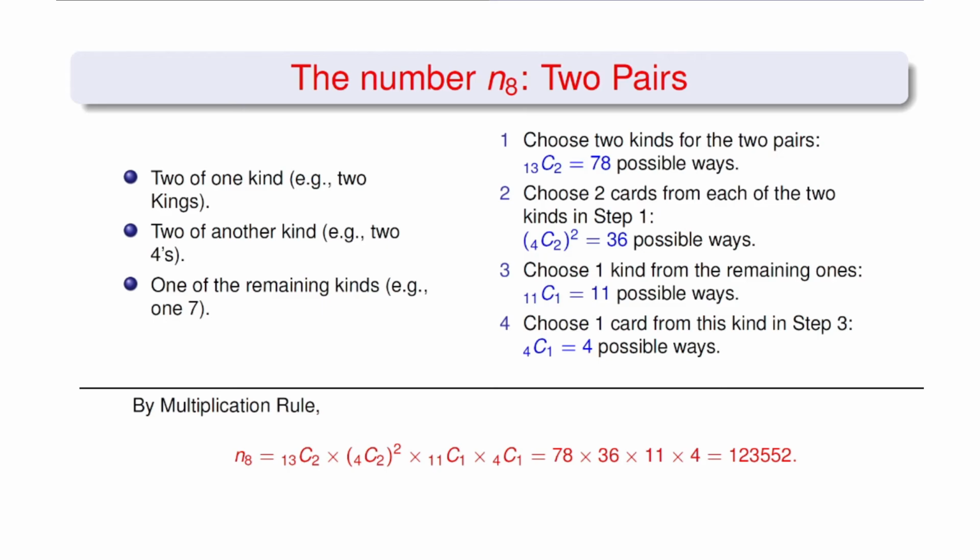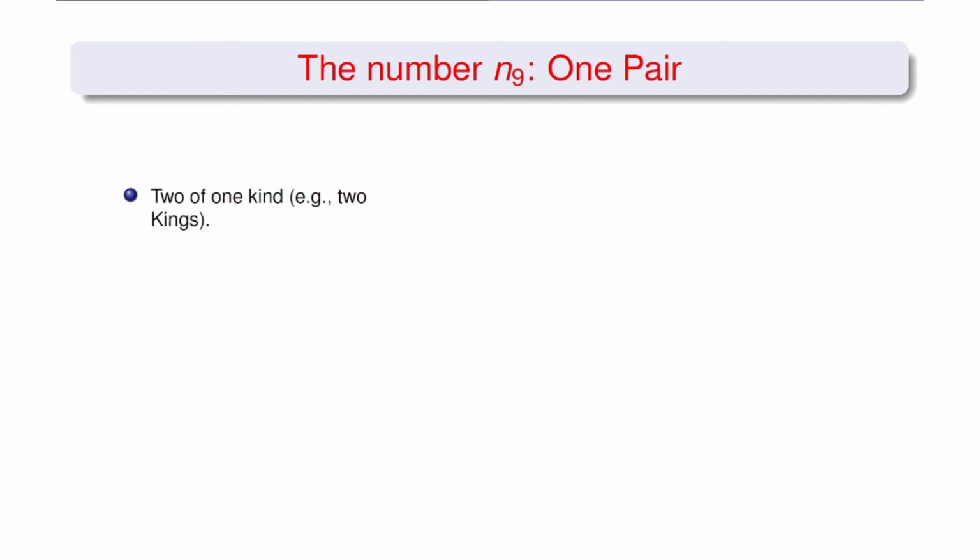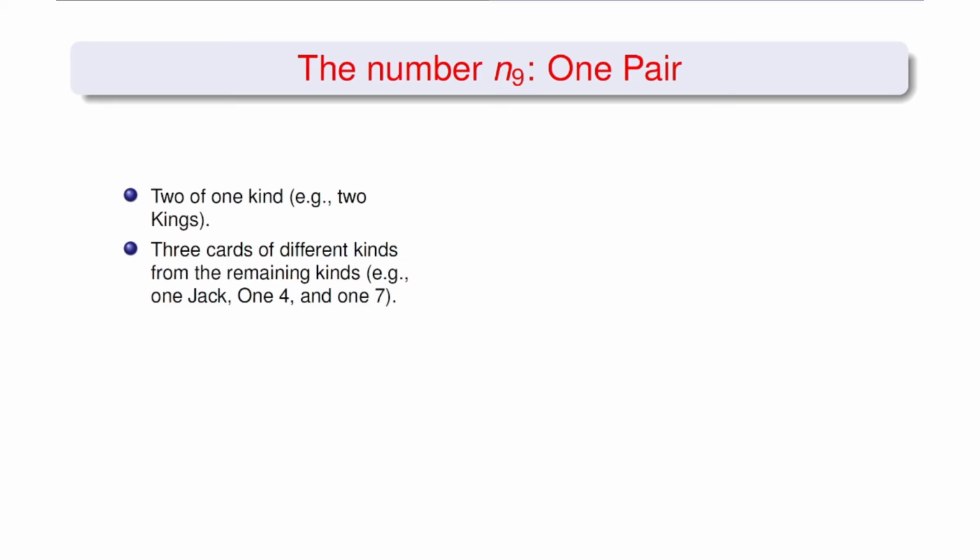Next, the number N9, just 1 pair. For a poker hand to be 1 pair, we firstly have 2 of 1 kind, and then 3 cards of different kinds from the remaining kinds. Say 1 jack, 1 4, and 1 7. So 2 kings plus 1 jack plus 1 4 plus 1 7 together forms a poker hand that is 1 pair.